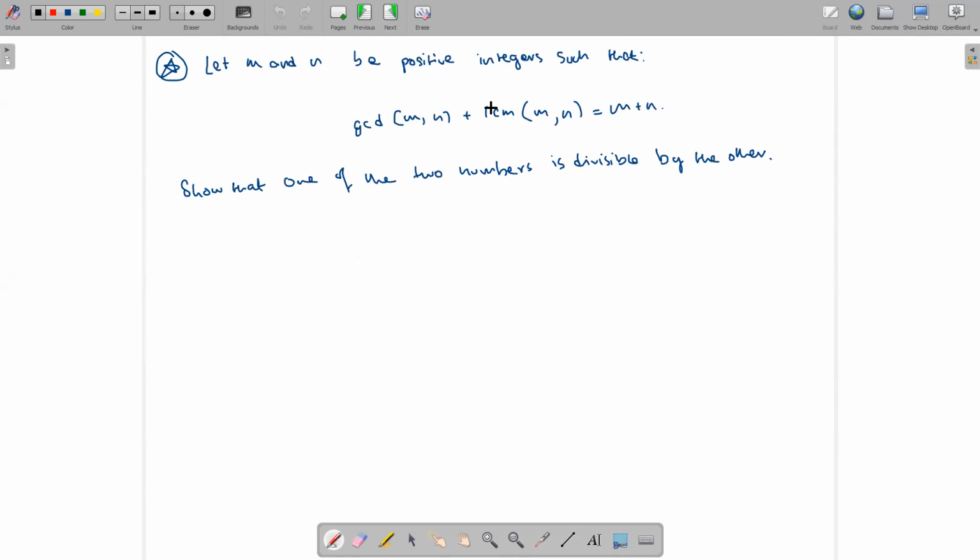So let m and n be positive integers such that the GCD of m and n and the LCM of m and n are defined like this. So this is say D, and this is the L. So the GCD of m and n plus the LCM of m and n is m plus n. Show that one of the two numbers is divisible by the other. So let's take the GCD of m and n.